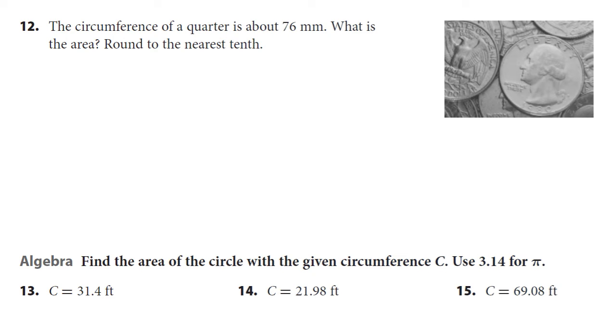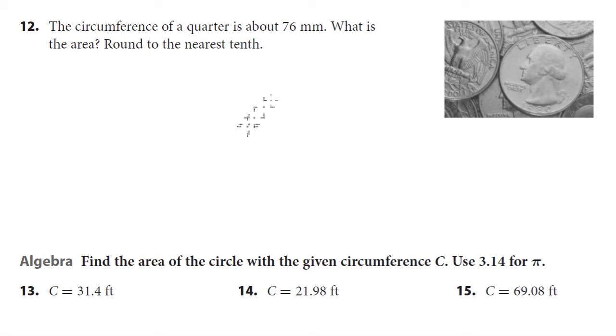There was a question on number 12 for module 20.1, which is assignment XX. Number 12. The circumference of a quarter is about 76 millimeters. What is the area? And when they say area, class, they're just talking about the surface of the face, not the actual three-dimensional volume. So the area of the surface of the face of this quarter. Round to the nearest tenth.